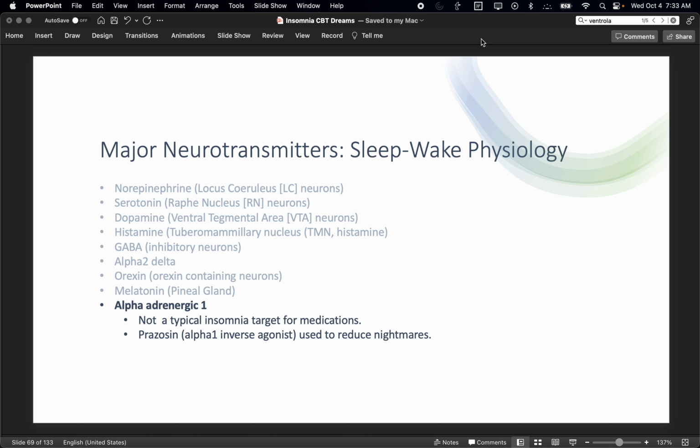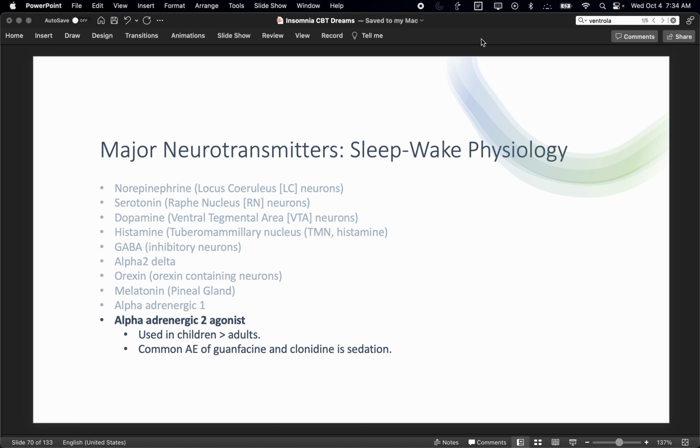Alpha adrenergic 1 can be used as a target for things to do with sleep-wake disorders, but not to cause sedation. Prazosin is an alpha 1 inverse agonist, and it's used to reduce nightmares. So it affects the sleep state, but not insomnia or sedation. You could also have an alpha adrenergic 2 agonist. This is more of a children thing than adults, really not a first line by any means for adults. Guanfacine and clonidine can be used this way.